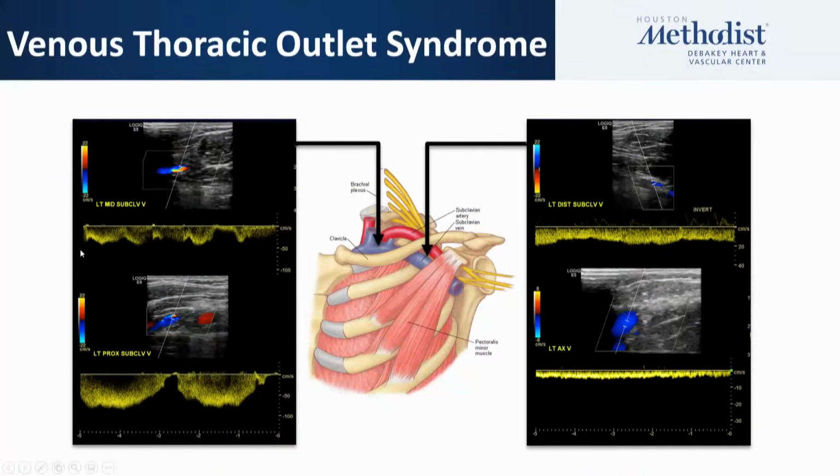As you see here, there's a phasicity, or a seesaw-like appearance, in the more proximal subclavian vein. In the same patient, as we go past the clavicle, we see that the waveform becomes a little more continuous. This is in the axillary and the subclavian vein, and what we see here is that this is a patient with venous thoracic outlet compression of the subclavian vein between the first rib and the clavicle. Okay?